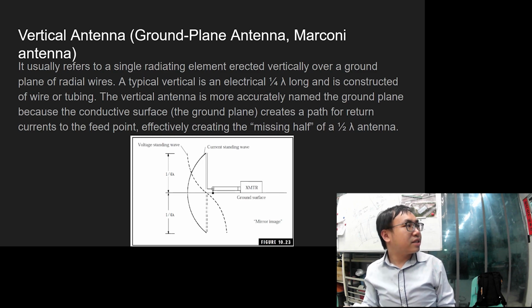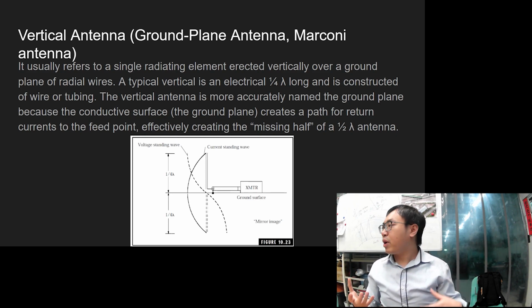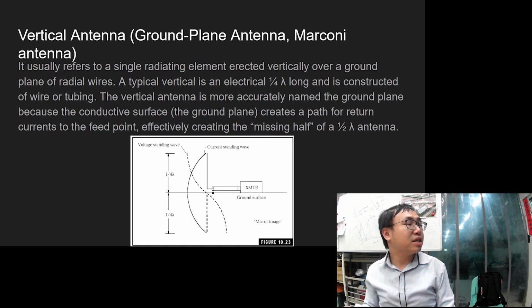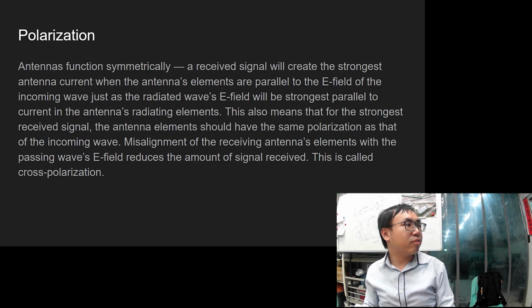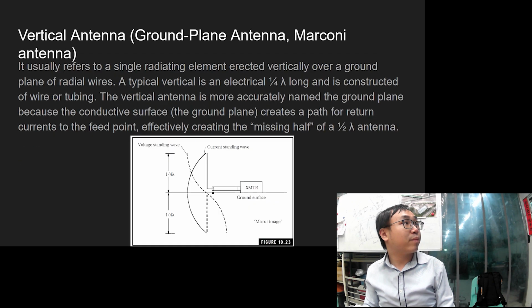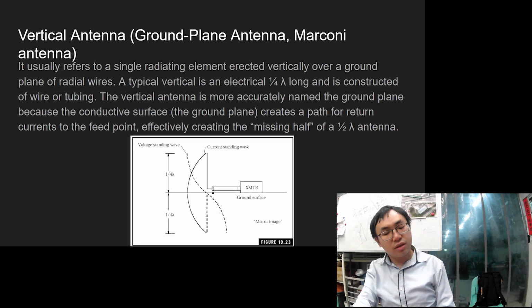Yes, the ground will create the missing half of the antenna. It is commonly used, especially in handhelds. Or if you want to do vertical transmission, you don't have to do the dipole. You just need 1/4 wavelength, the half of the dipole. Okay, vertical antenna.